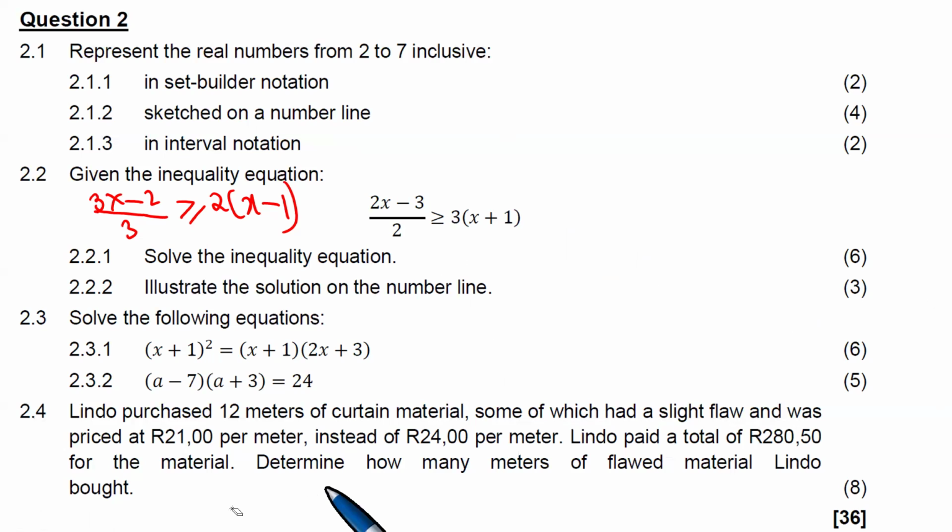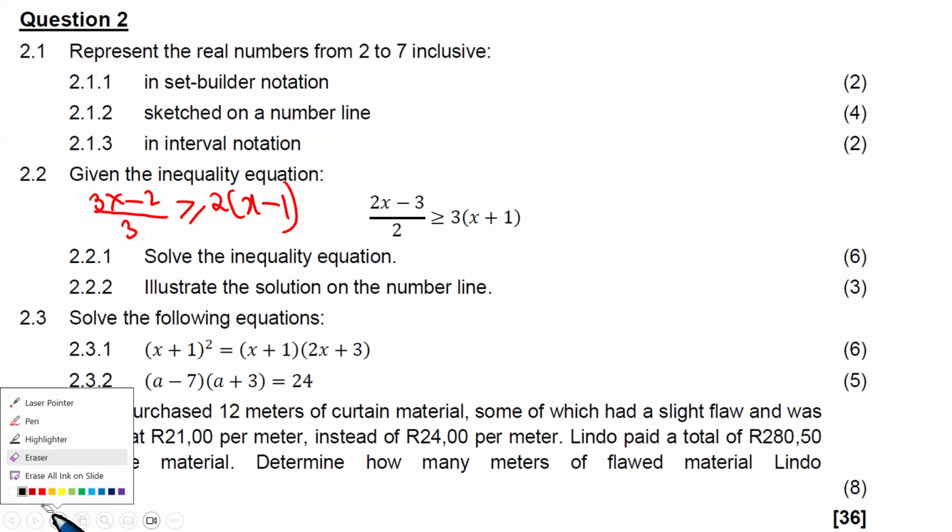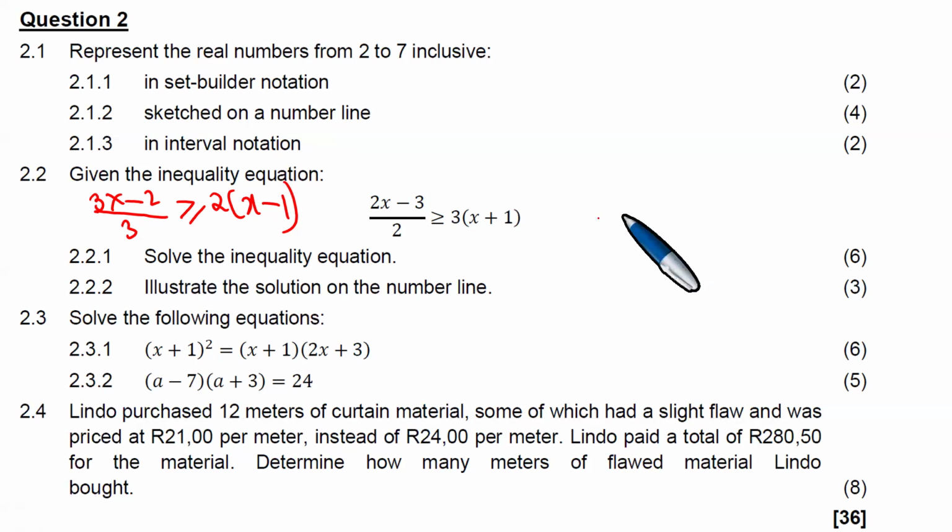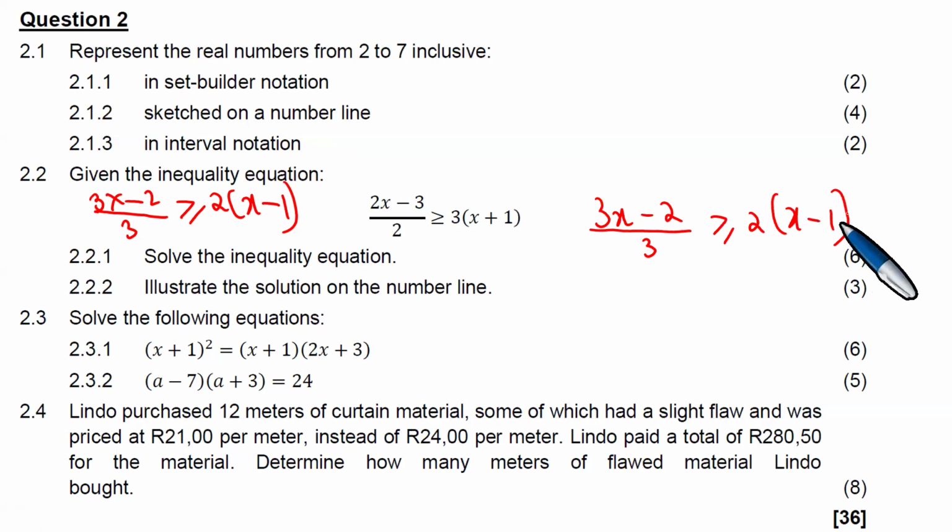Let me write it again. 3x minus 2 divided by 3, x greater than or equal to 2x minus 1. This is the problem, the red one. I want you to solve it.